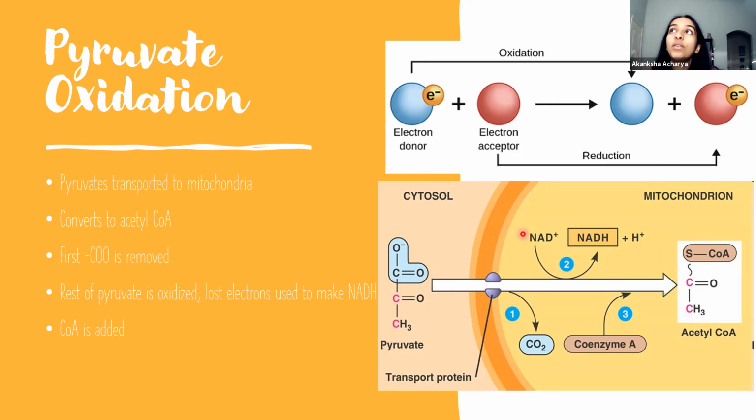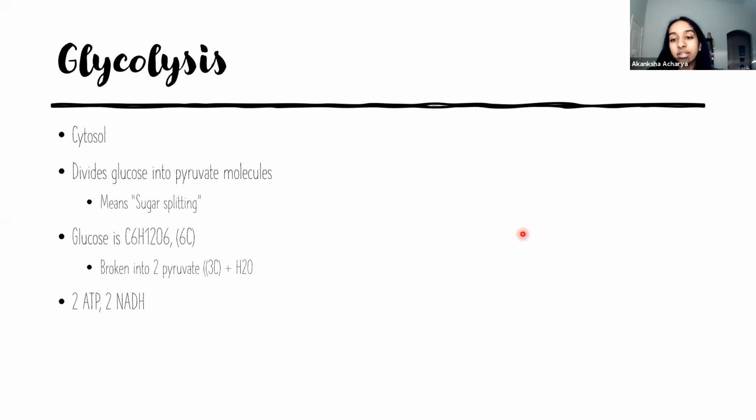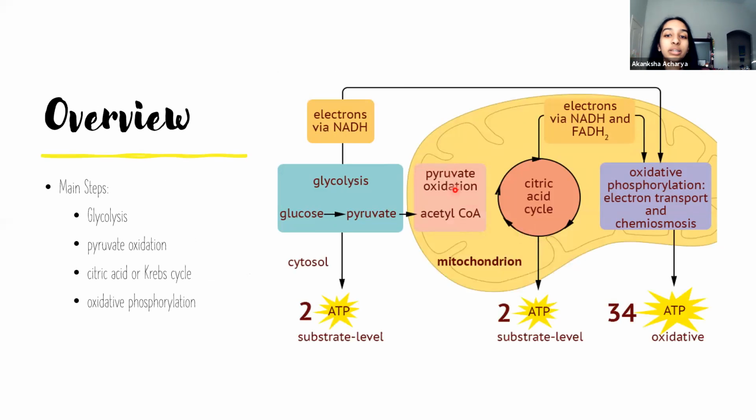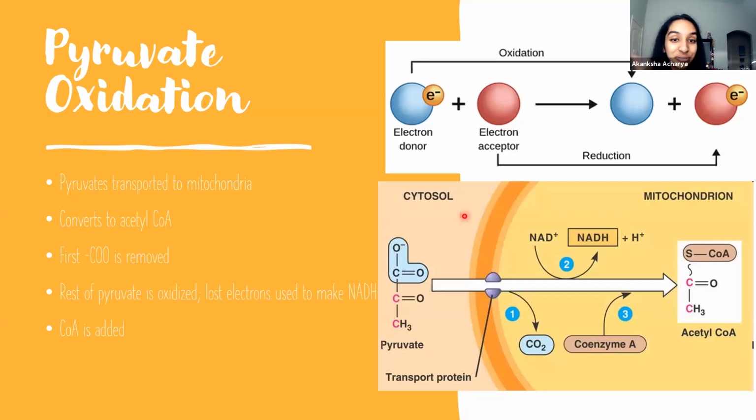Because we can't make ATP directly from this. What we can do is create a molecule that stores a lot of energy, is high in energy, and later on break that down and use that energy while it's breaking down to make ATP. So that's what we're doing here. I actually think this step, pyruvate oxidation, makes no ATP, but it does make NADH, which is great.